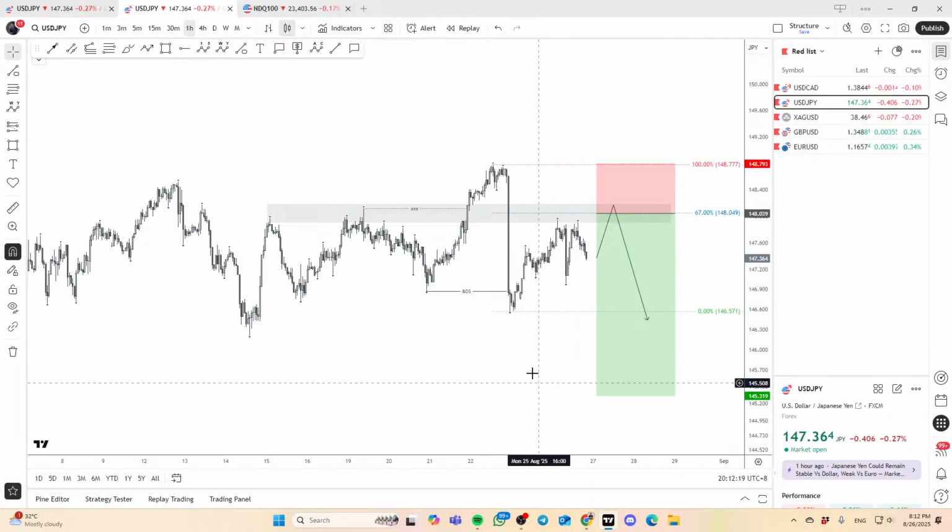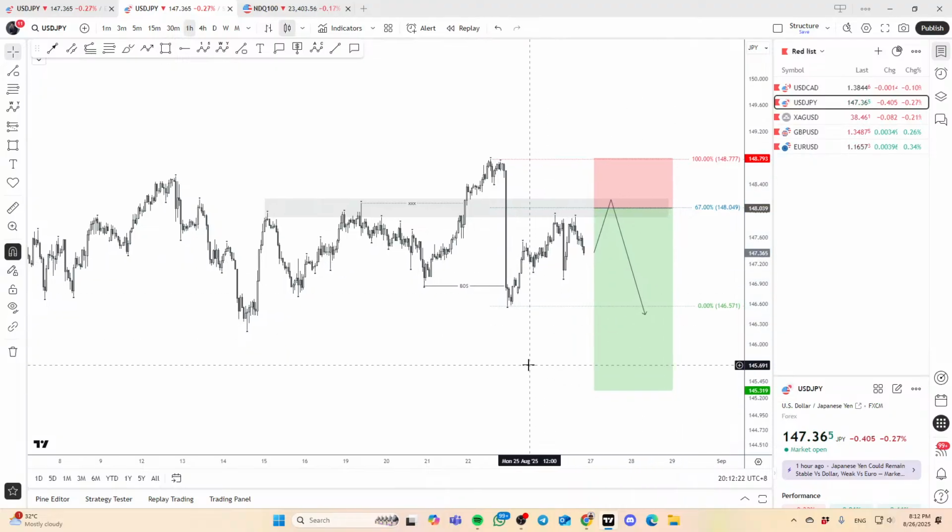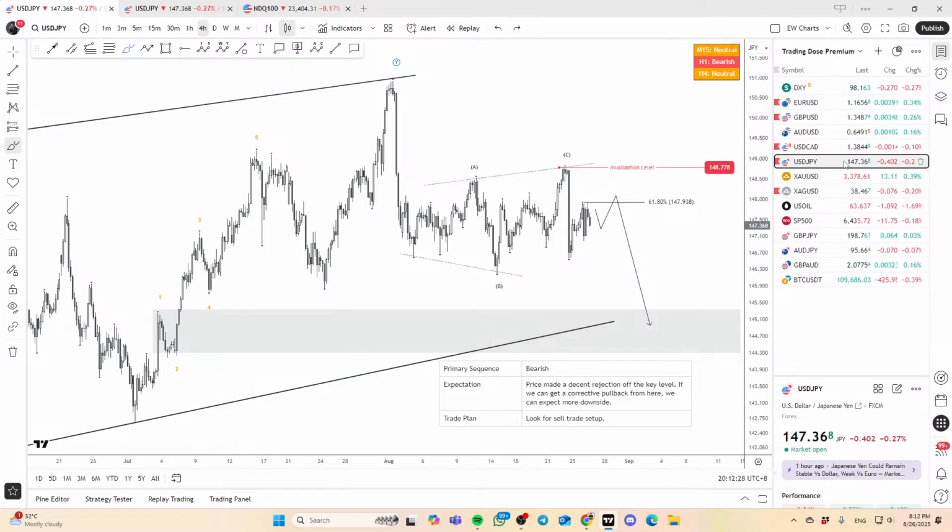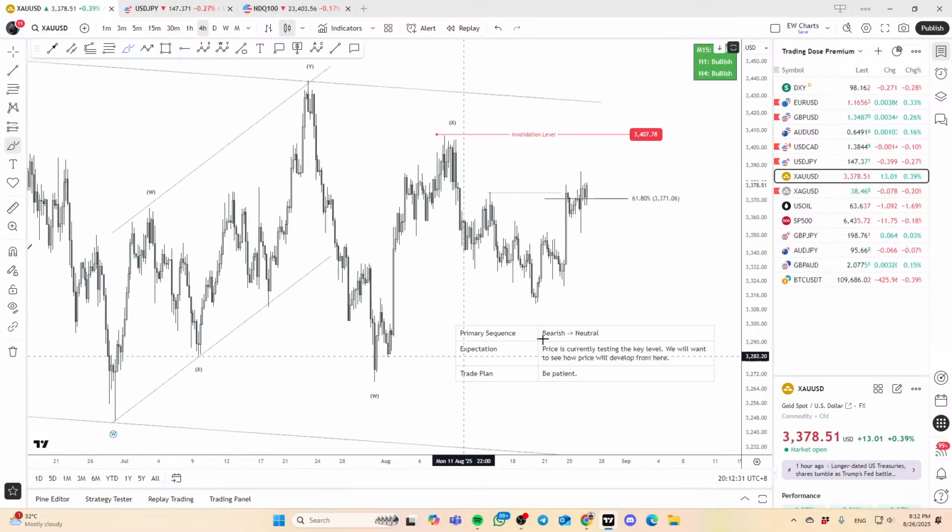Okay, so dollar yen, definitely another one that you want to have on your watch list for this week. Okay, the opportunity is definitely there. Okay, next up, gold.